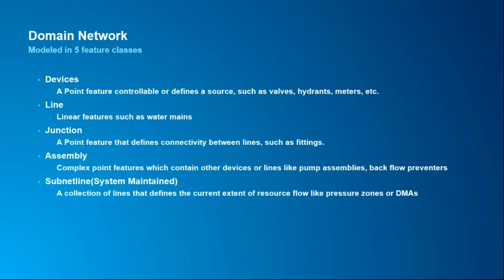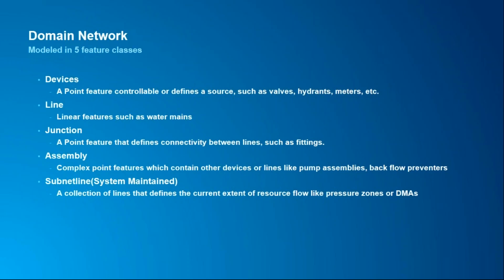When we look at a domain network, we're modeling our features into 5 different feature classes. This would be our devices. Those devices are the things that actually operate the flow or affect the commodity on the network, such as valves, hydrants, and meters. The lines are the linear features, and the easiest examples are our pipes, laterals, and open channels in our sewer, storm, and water systems. The junctions are the things that provide connectivity between lines, such as a fitting.